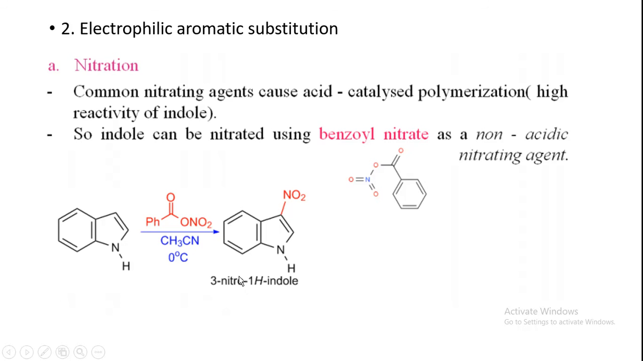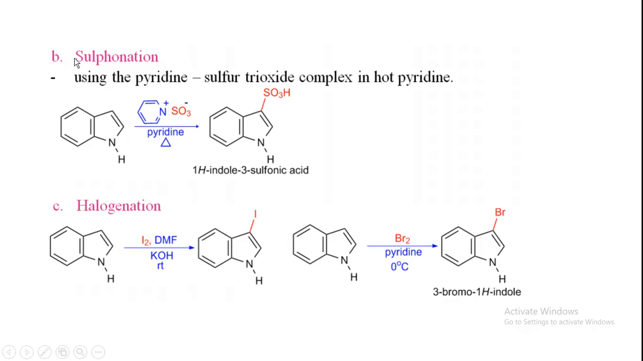Next, sulfonation. You use the pyridine sulfur trioxide complex in hot pyridine. This is the sulfonating agent, pyridine sulfur trioxide in pyridine. Ultimately at the third position a sulfonic acid group will be attached, so 1H indole 3 sulfonic acid will form.